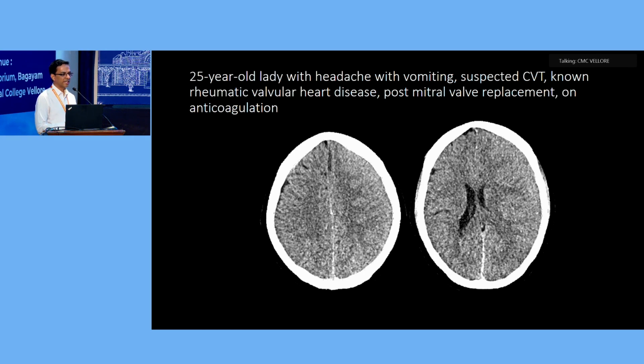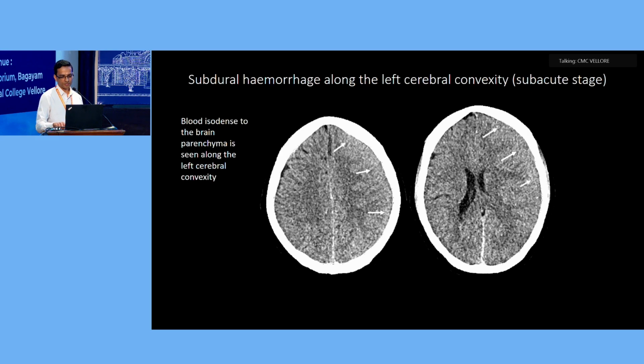That is one. Second thing is the hemoglobin of the patient. Some patients can be quite anemic. So if the hemoglobin is low, the acute blood will not look bright. So it will be a little darker. So that is another thing. So always when you're thinking of bleed, keep an eye on the hemoglobin as well.